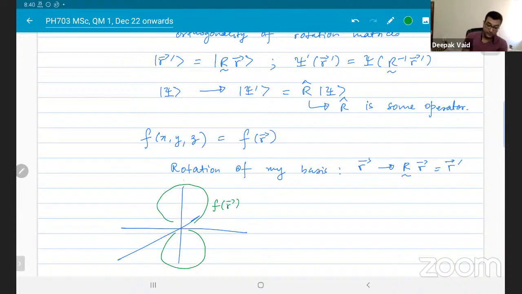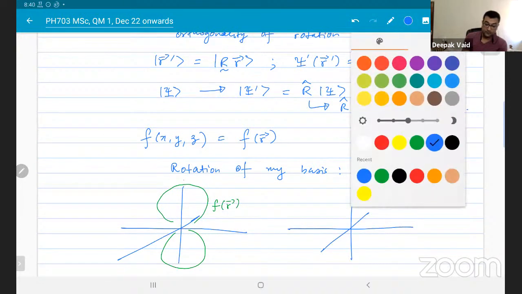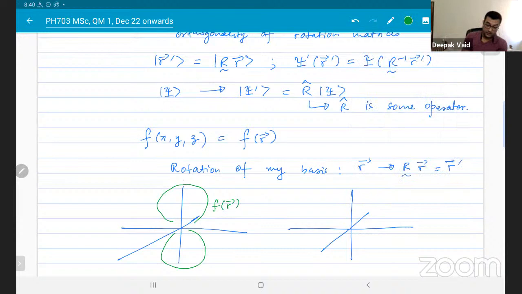Under the rotation, what will happen? Under the rotation, let's say it will look like this. Right? Now, what is this? This is f prime of r prime. Okay.